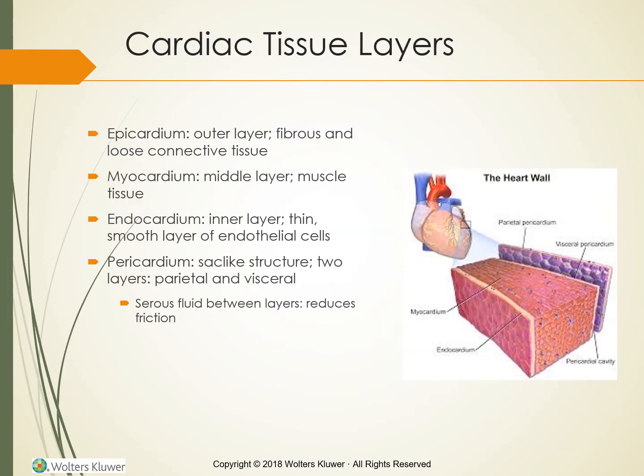Cardiac tissue layers. Three distinct layers of tissue make up the heart wall. The outer layer is the epicardium, which is composed of fibrous and loose connective tissue. The middle layer is the myocardium, which consists of muscle tissue and is the force behind the heart's pumping action. The inner layer, the endocardium, is composed of a thin, smooth layer of endothelial cells. Folds of endocardium form the heart valves. The endocardium is in direct contact with the blood that passes through the heart.